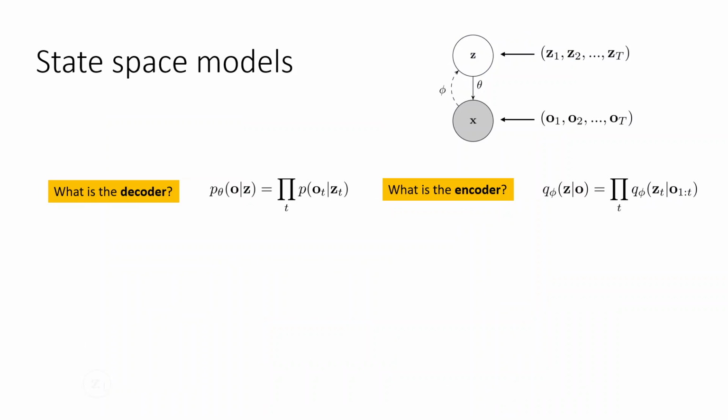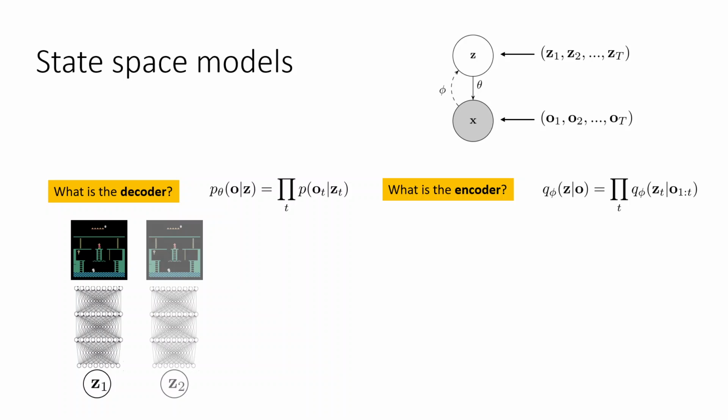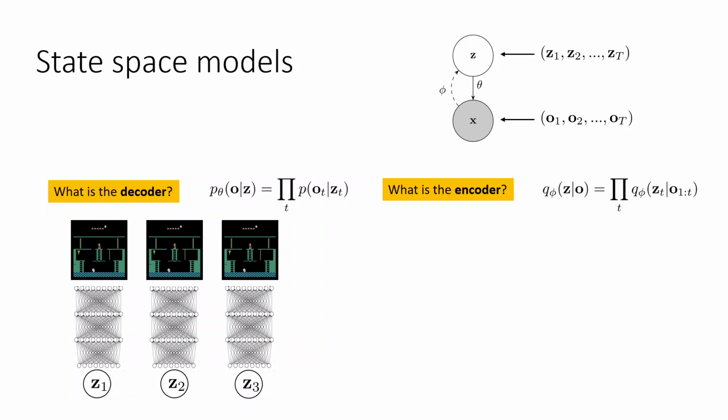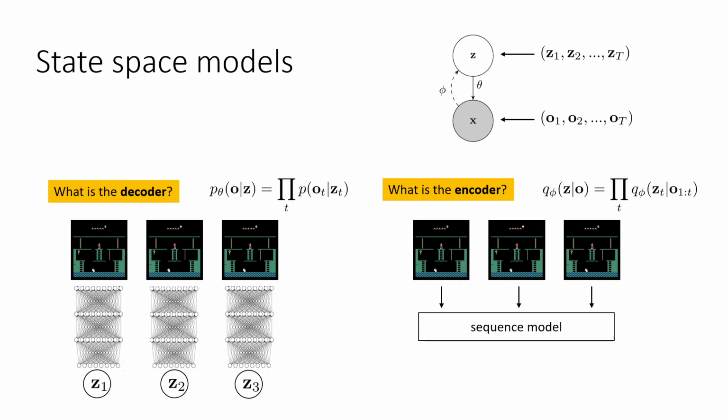So in this example, the decoders would be independent, meaning that each Z would be decoded into the image at that time step, and the images are independent of each other given the Z's. But of course, the Z's are all closely coupled because of the prior. The encoder would take in a history of images and produce a distribution over the current Z's, and that we might represent with some kind of sequence model like an LSTM or transformer. And you can see that once we represent the encoder as a sequence model, it's easy enough to also feed in previous Z's.